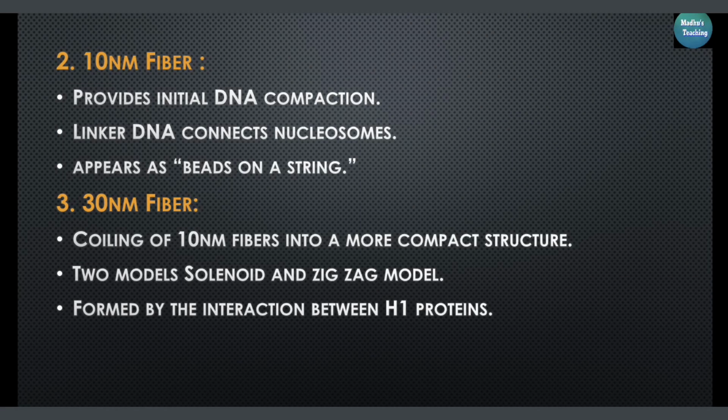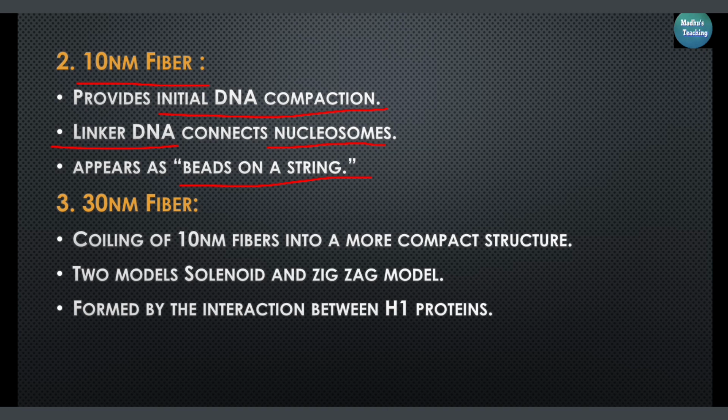The second level of organization of chromosome is the 10 nanometer fiber. I already explained the 10 nanometer fiber structure. It provides the initial DNA compaction, and it is the combination of nucleosomes connected by the linker DNA, and it appears as a beads on a string like structure. The beads are the nucleosomes and the string is the linker DNA.